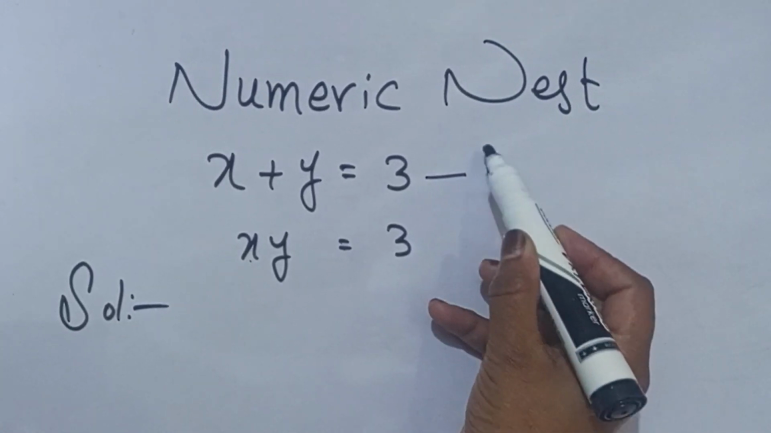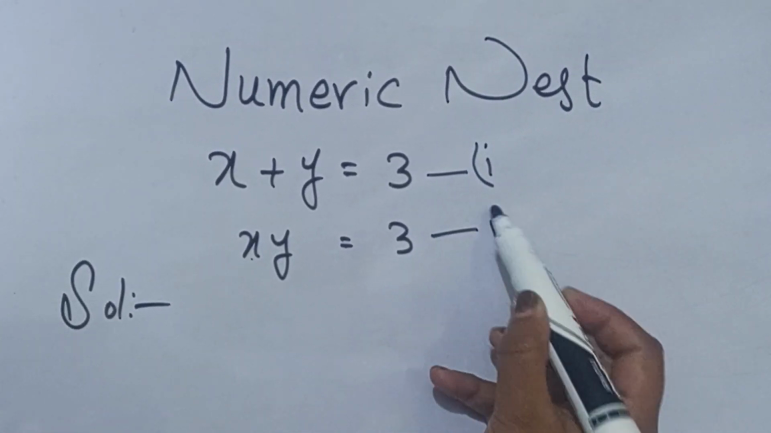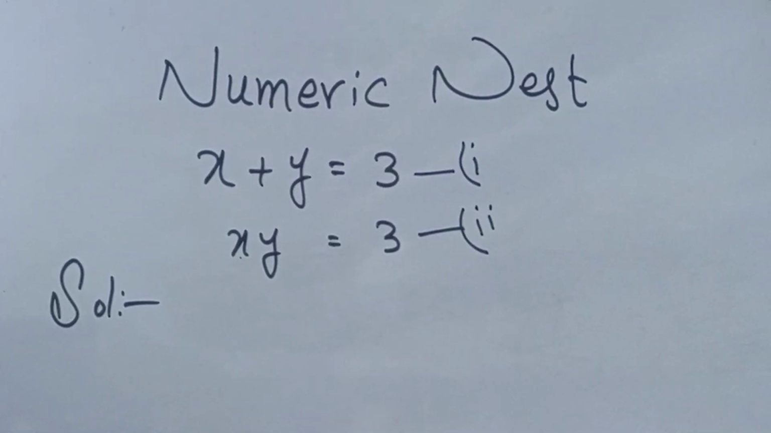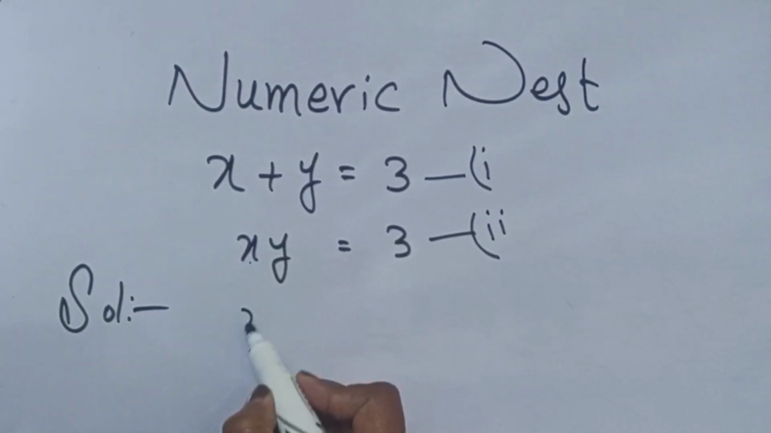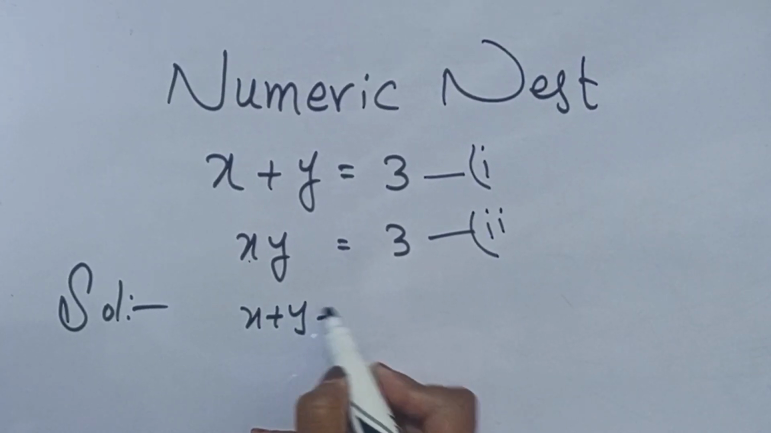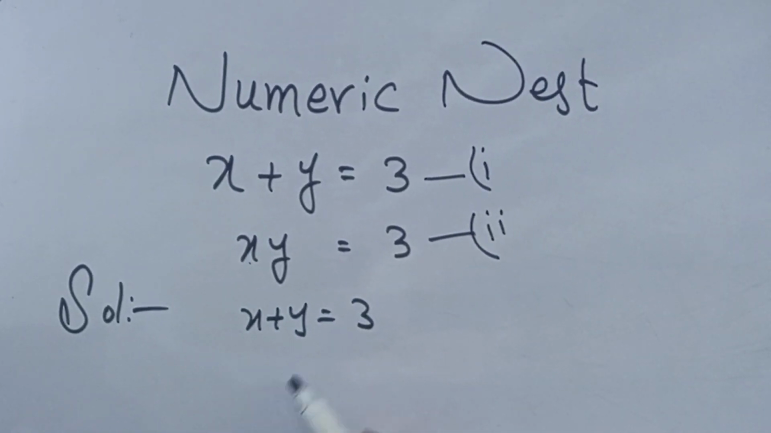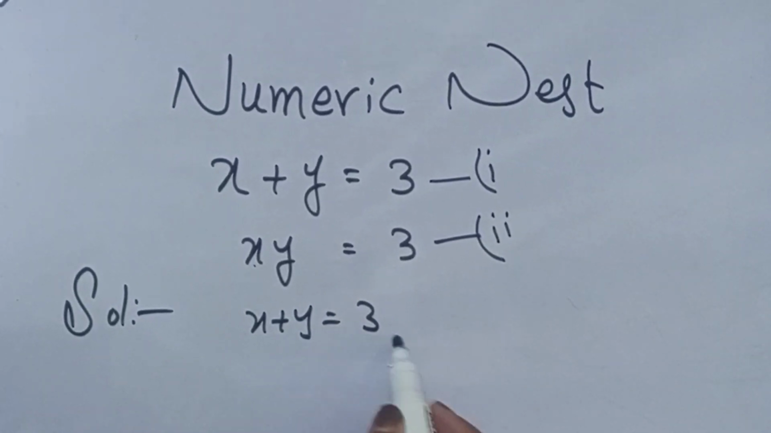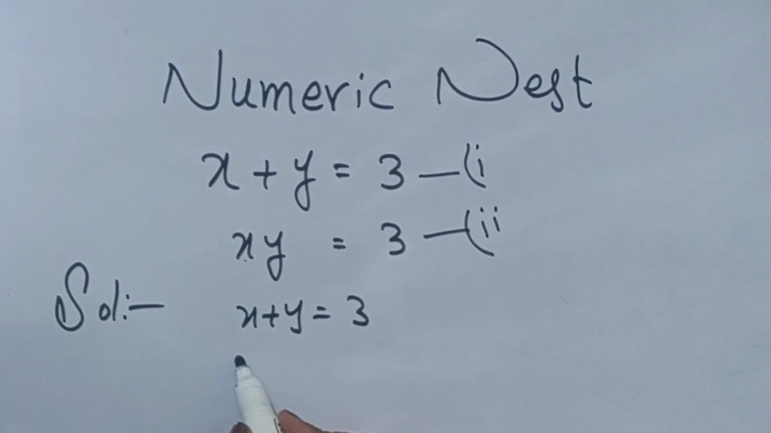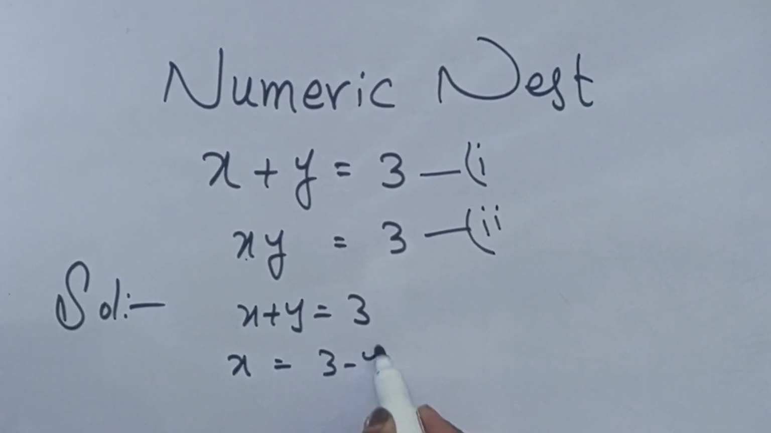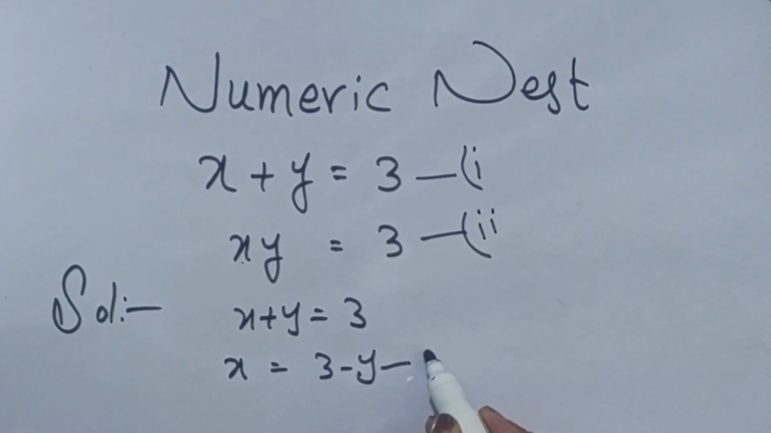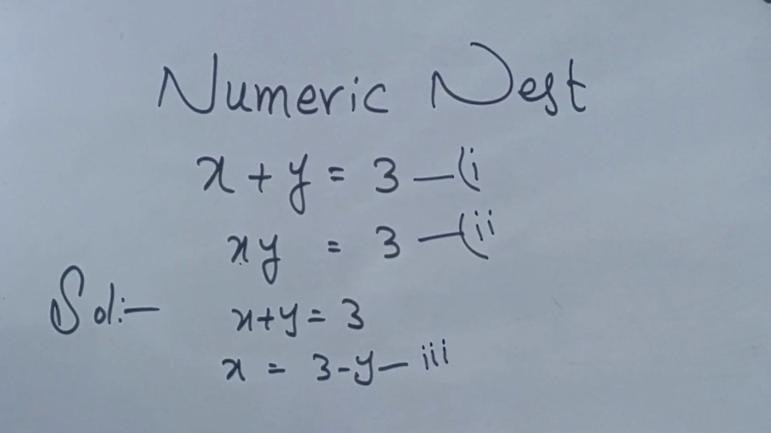Look at the first equation. We call this equation number 1, and this is our equation number 2. Now focus on the first equation. We have x plus y equal to 3, and in the next step we subtract y on both sides of this equation. Then we have x equal to 3 minus y. We call this equation number 3.